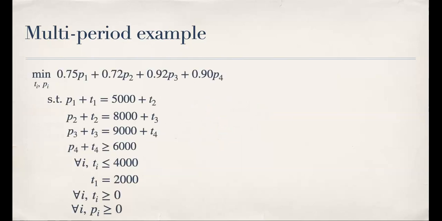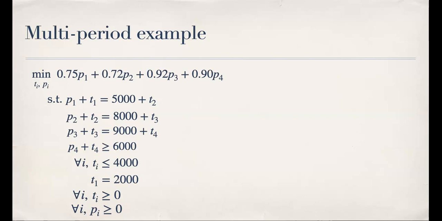Okay, let me conclude. We formulate the problem as: minimize the objective function, which is the minimum cost. Our decision variables are Ti and Pi. Remember that we have T1 to T4, so Ti stands for T1, T2, T3, T4, and Pi also, we have P1 to P4. Constraint subject to P1 plus T1, okay? This equality.